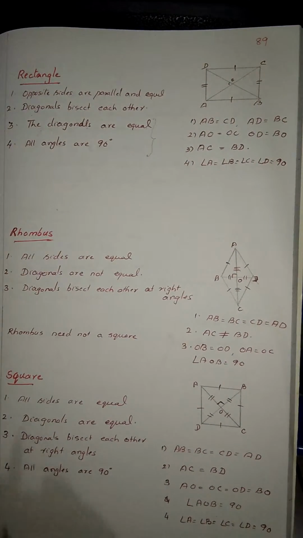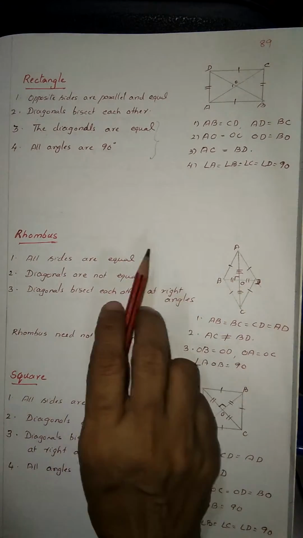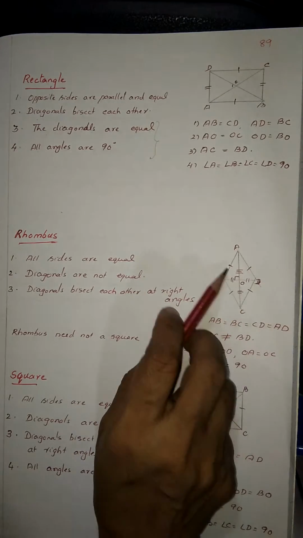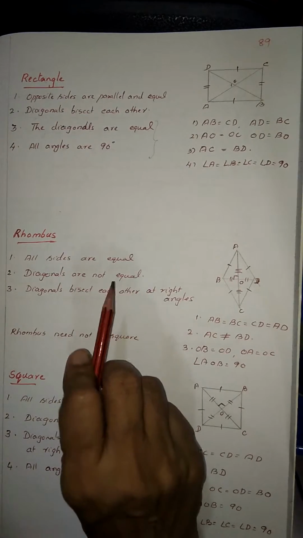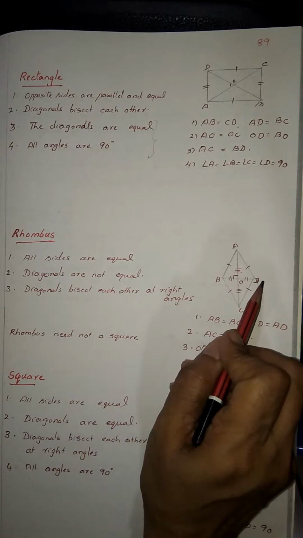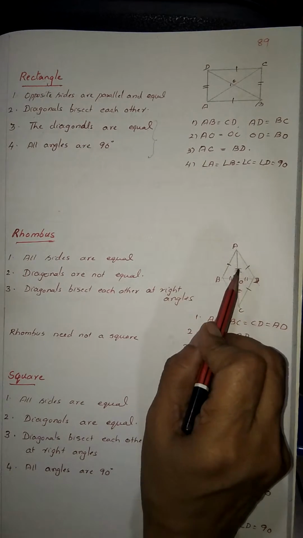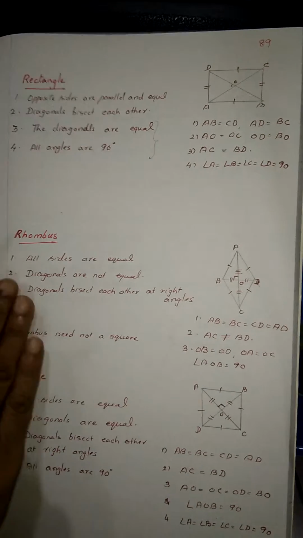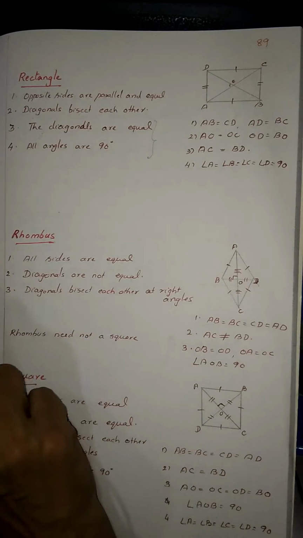Coming to rhombus. In a rhombus, all sides are equal. So again, all the properties of a parallelogram hold good here. All opposite sides are parallel and equal. The diagonals bisect each other. The opposite angles are equal. All the properties are true for this. Apart from this, again similar to rectangle, these have some special properties which will make that parallelogram a rhombus.